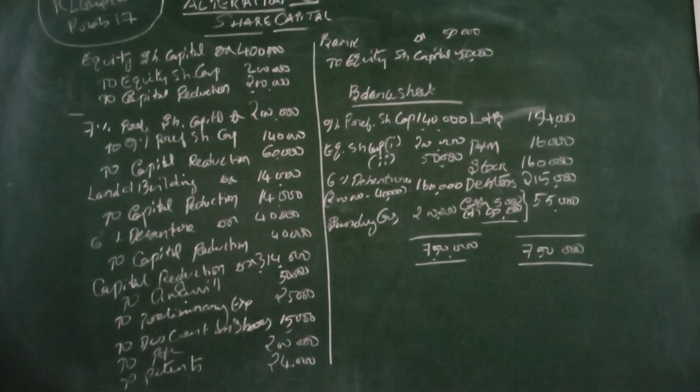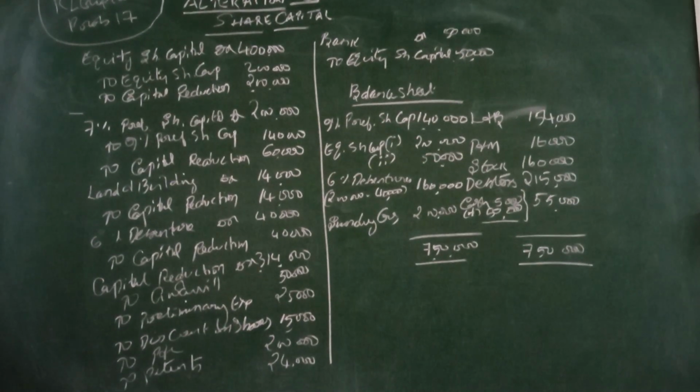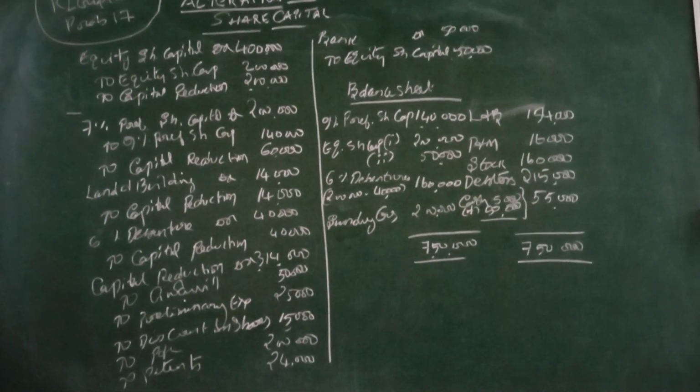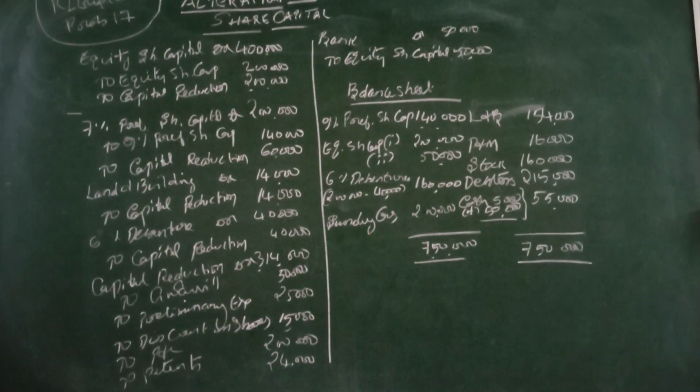And we have noted that some of the assets are adjusted. For example, say land and building is appreciated. So we have debited land and building and credited capital reduction. Debentures is also altered, and that is also adjusted against the capital reduction. And goodwill, preliminary expenses, discount on shares, P&L account, patent, that means fictitious and intangible assets, are adjusted against the capital reduction.